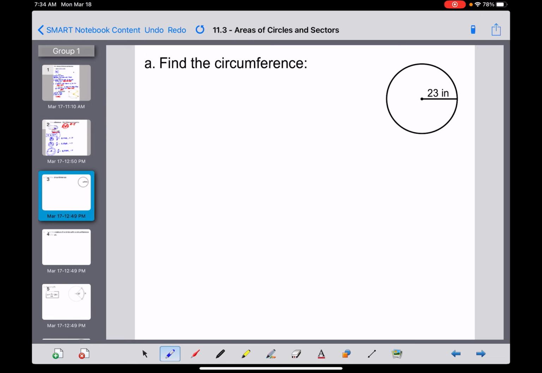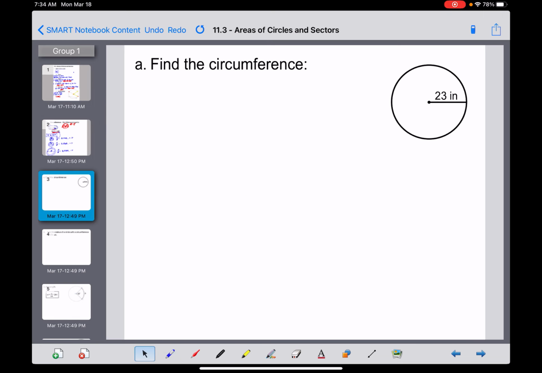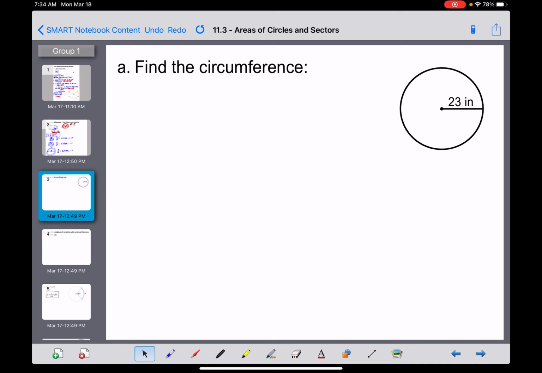So let's see this in action right here, guys. Let's find the circumference of this circle right here. Sometimes it'll be given to you with text where you'll just have to read it. Sometimes it's given to you as a diagram. Here you've got a diagram, and we've got a radius here of 23 inches. So here we go, guys. Three-step process we've been using for a while now. We're trying to find circumference, and that formula is going to be 2 times pi times your radius.